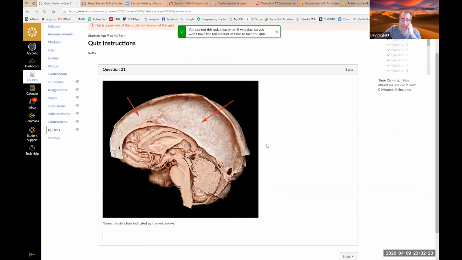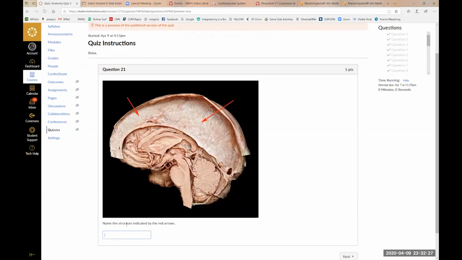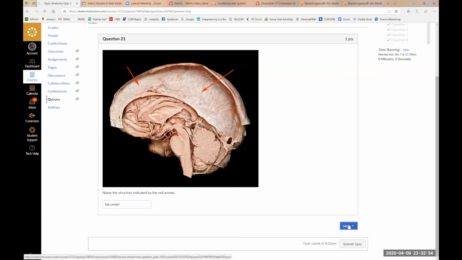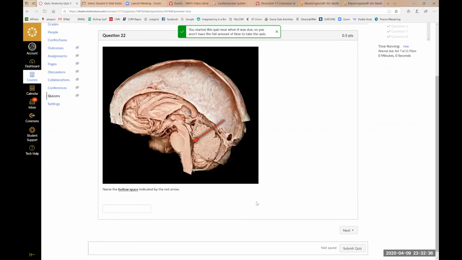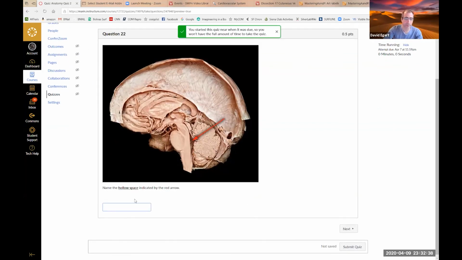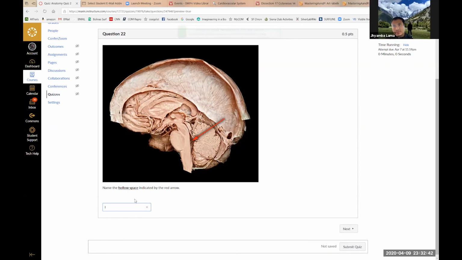What is that big sheet that the red arrows are touching? Falx cerebri. Yeah, that's the falx cerebri. Hollow space indicated by that arrow. Ventricle. That's the 4th ventricle.